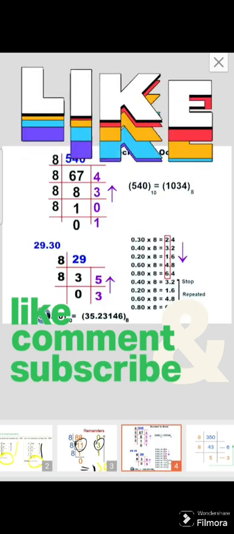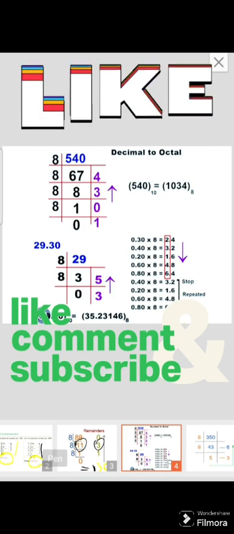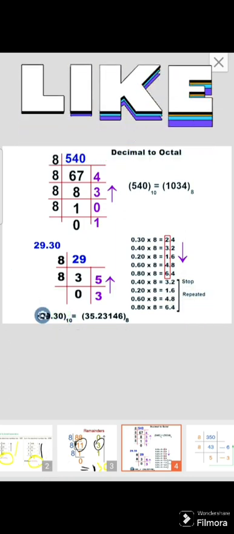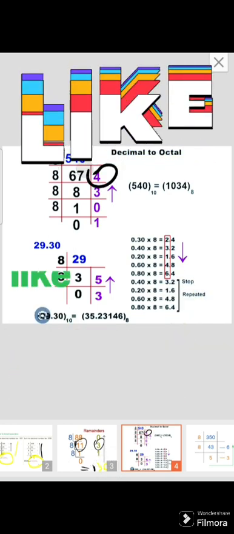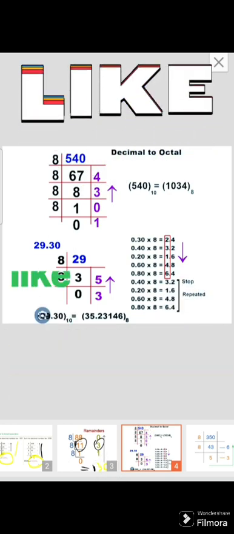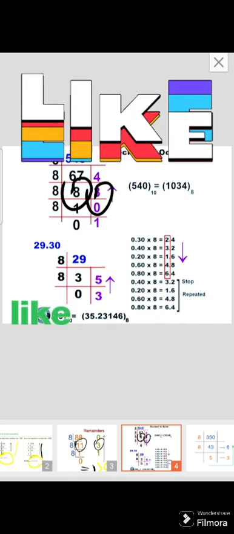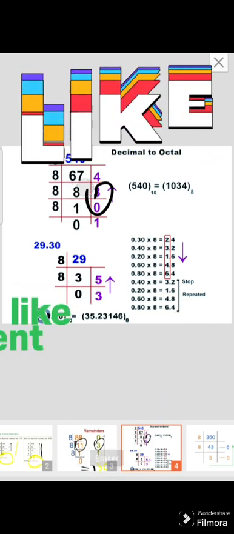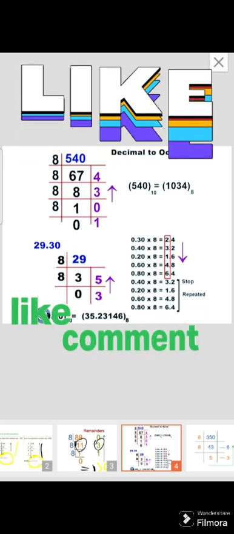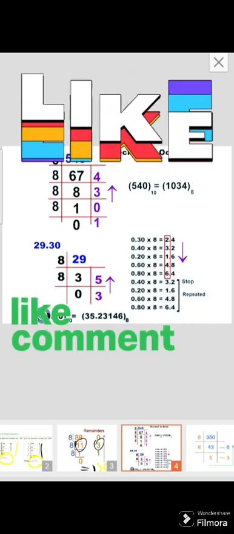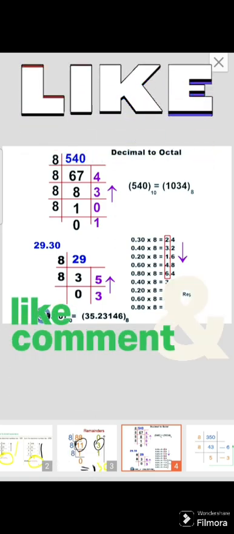So another example I can say, 540. As it is greater than 7, we divide by 8, the remainder is 4, and the quotient is 67. Now 67 is divided by 8, that gives 8, and the remainder is 3, then the 1. So we obtain the answer by writing in reverse order, that is given by 1034, the octal number that we obtain.